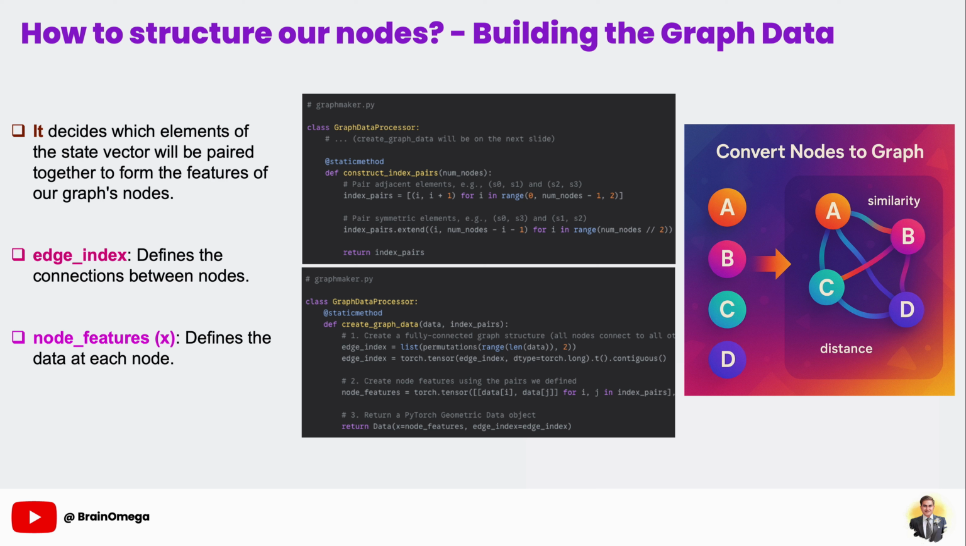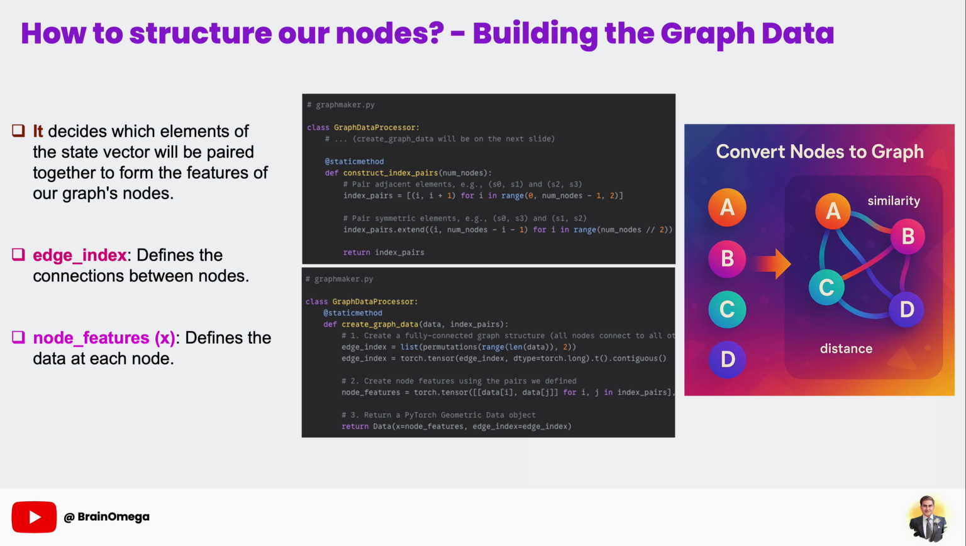Before we can build a graph, we need to define its components. This first function, construct_index_pairs, is all about defining the features for the nodes in our graph. Given our state of four numbers, this function creates specific pairings. First, it pairs adjacent elements, grouping cart position with cart velocity and pole angle with pole velocity. Then, it adds symmetric pairings, linking the cart's position with the pole's velocity and the cart's velocity with the pole's angle. For the CartPole state, this gives us four pairs of indices.